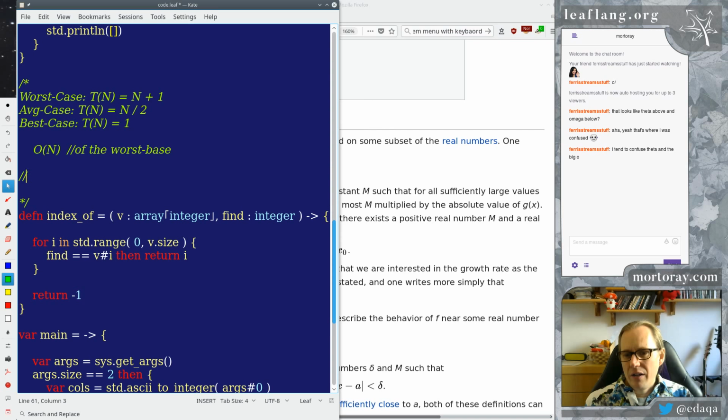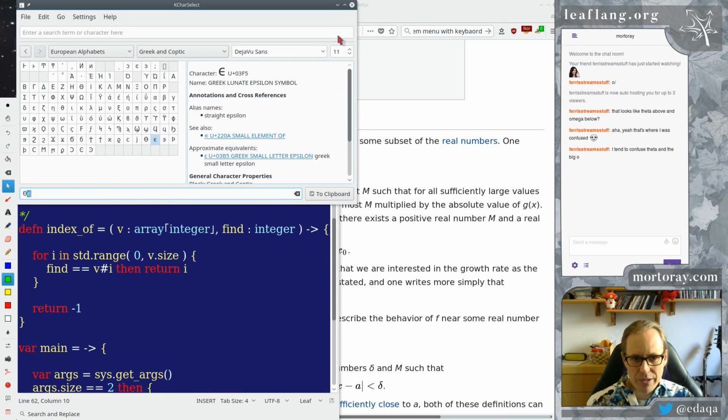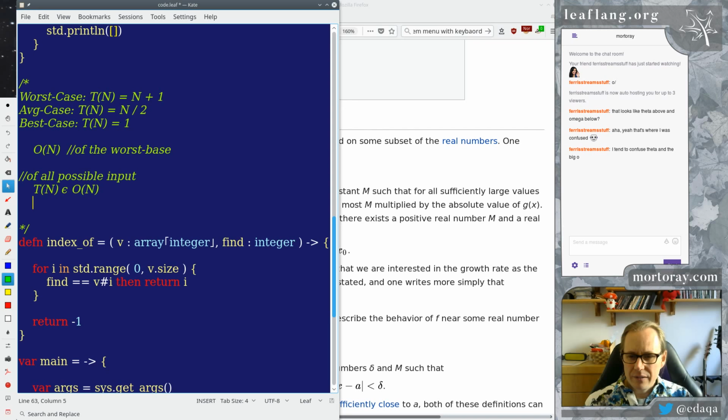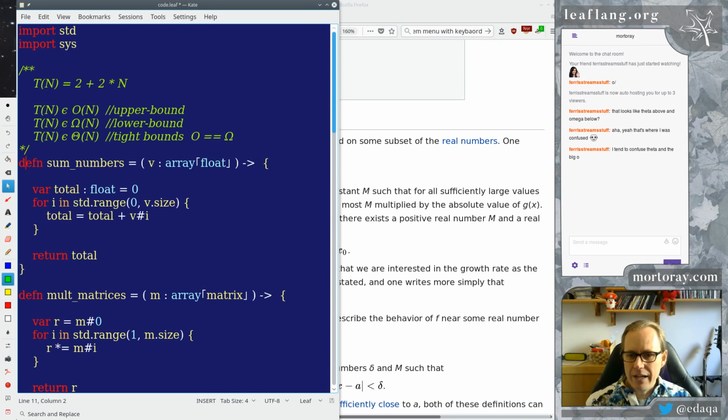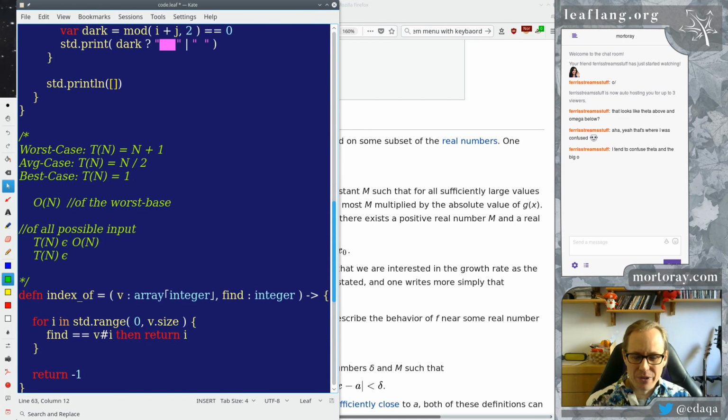If we want, of all possible inputs, well, t of n then, to copy my symbol again, and I'm going to copy the right one now so you understand, it does belong to O of n. But it also belongs to, I hate this copying, somebody has to get my dead keys working on the keyboard. It seems to be a defect in either Kubuntu or the X desktop.